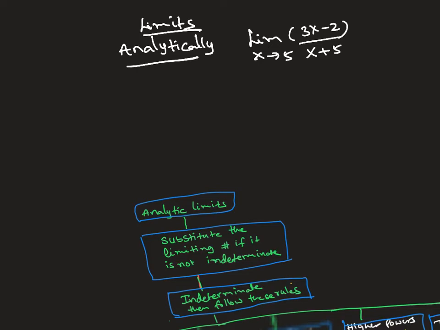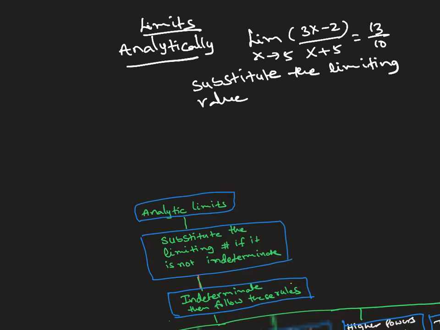All you need to do simply is, the first step is to substitute the limiting value. If you substitute the limiting value, if it is a regular number, that would be your answer. So for example here, if I plug in 5 into this, that's 13 over 10, and that would be your answer.